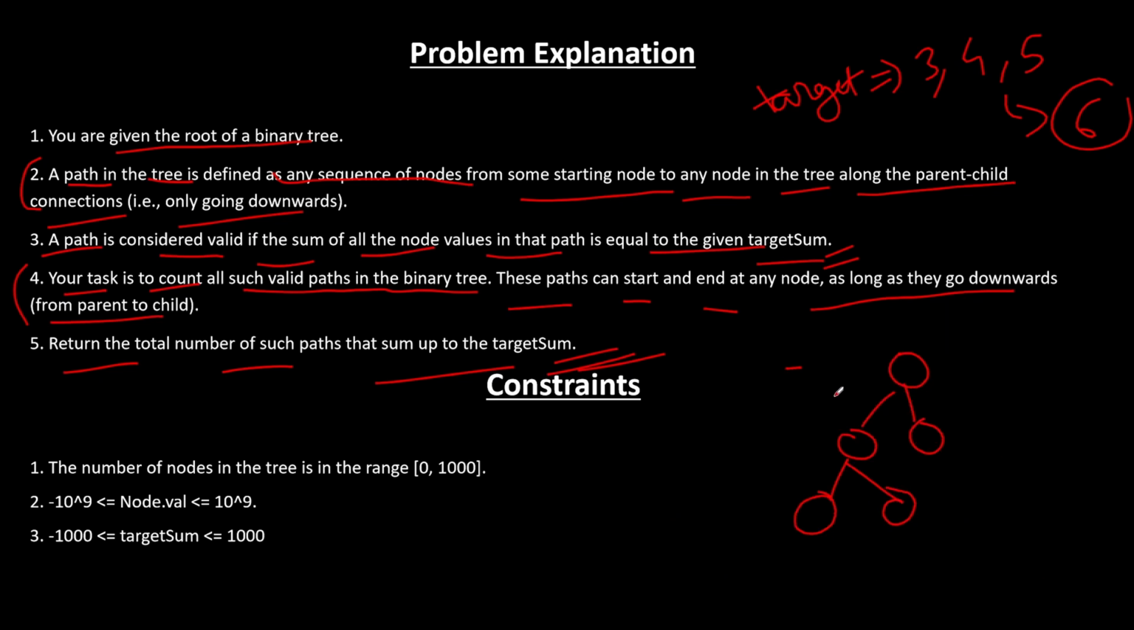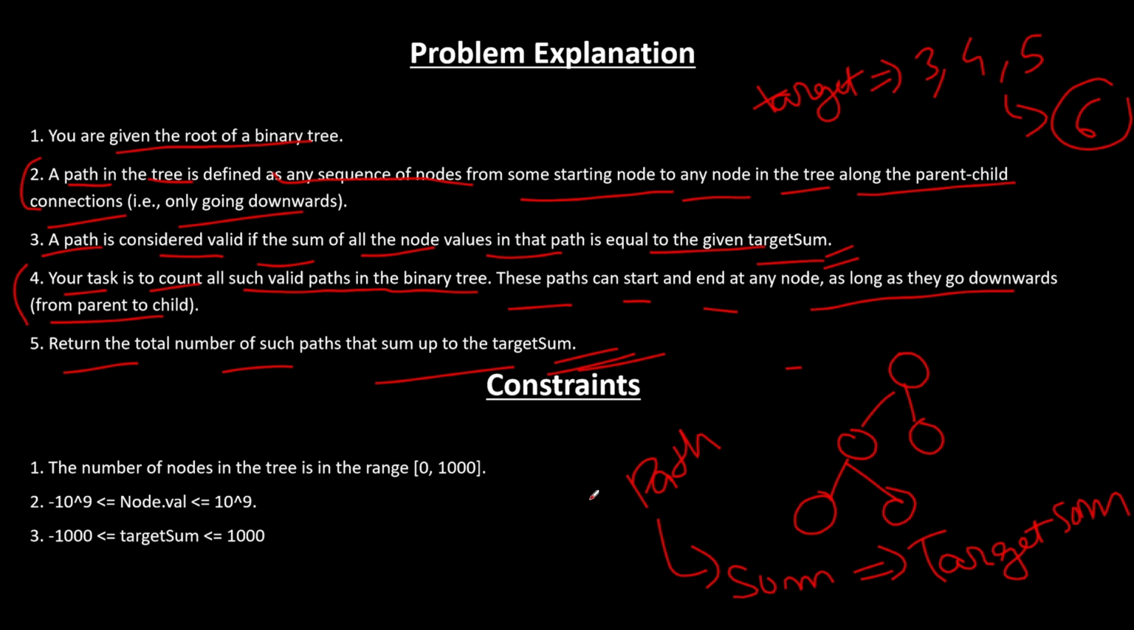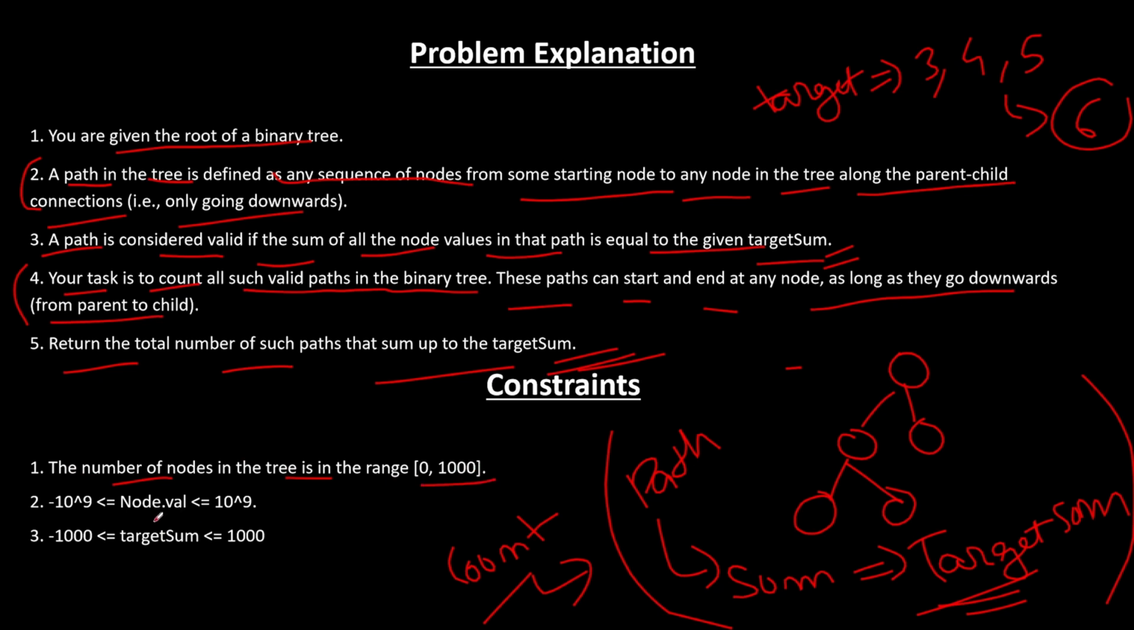So in short, we have to find a path whose sum should be equal to the given target sum, and we have to find the total count of such paths. The constraints of the problem are: the number of nodes in the tree is from 0 to 1000, and the node value could be from negative 10 to the power 9 to positive 10 to the power 9. The target sum could also be from negative 1000 to positive 1000. I hope you understood the problem explanation and the constraints given.